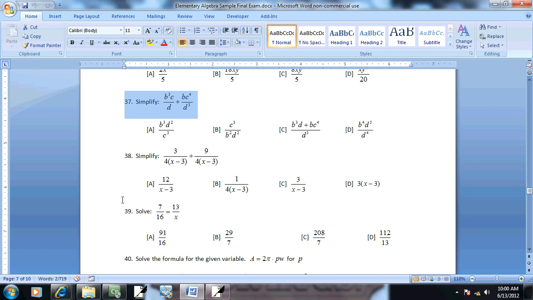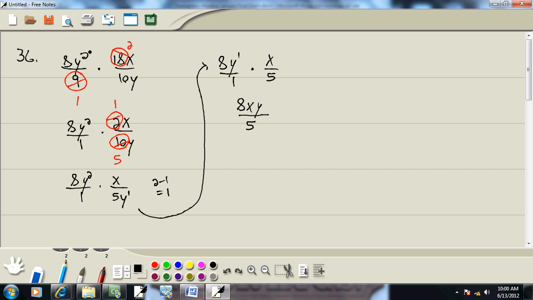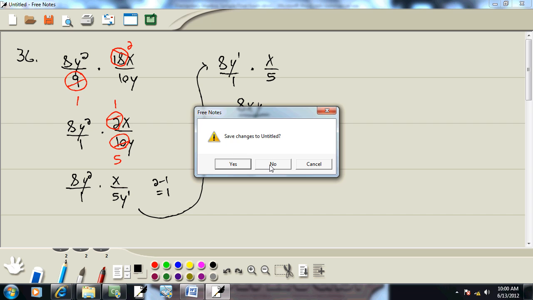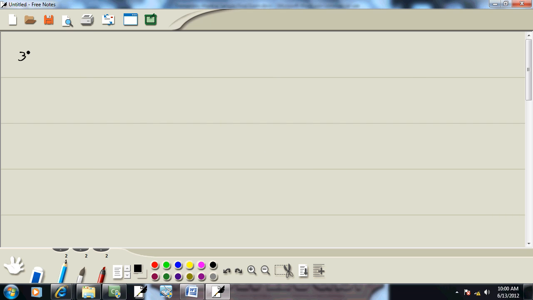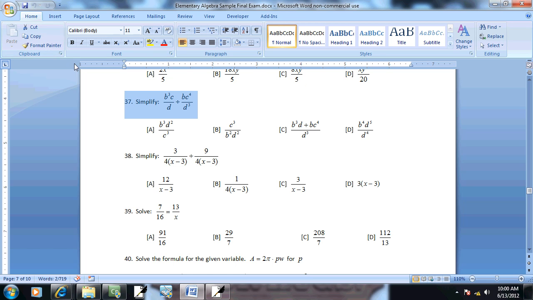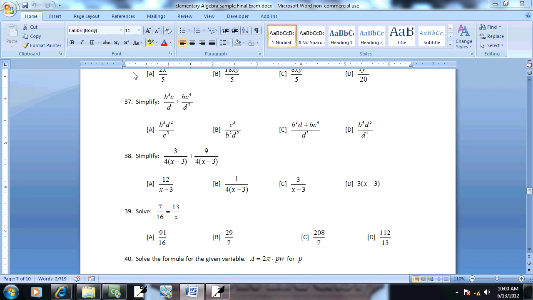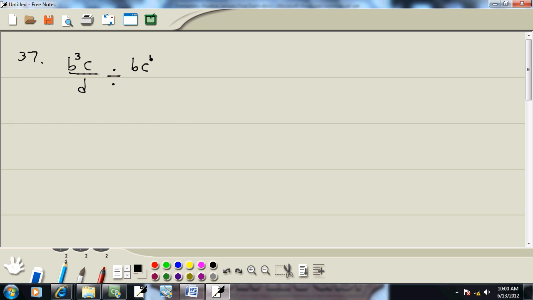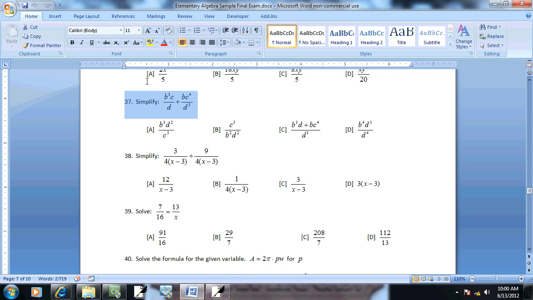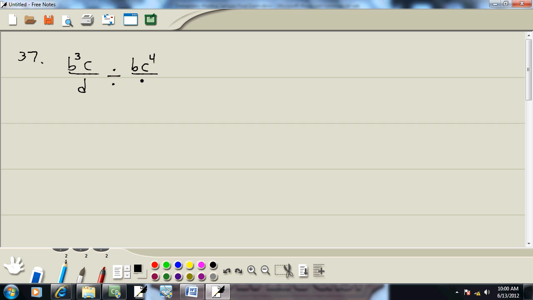Take a look at problem number 37. Got b to the third c over d, divided by bc to the fourth over d to the third.